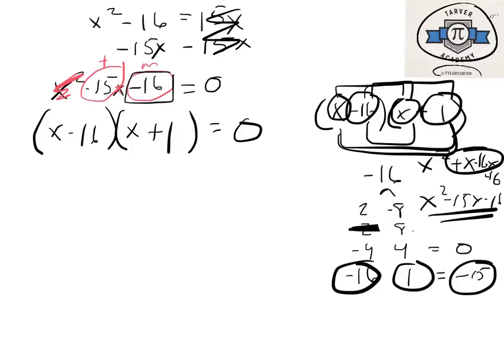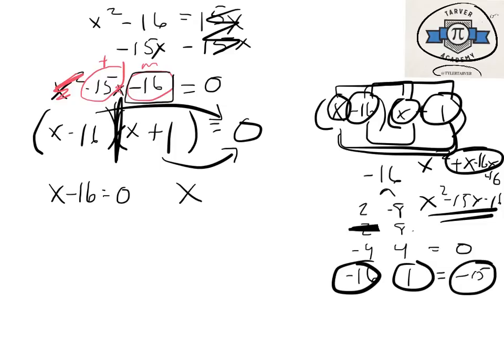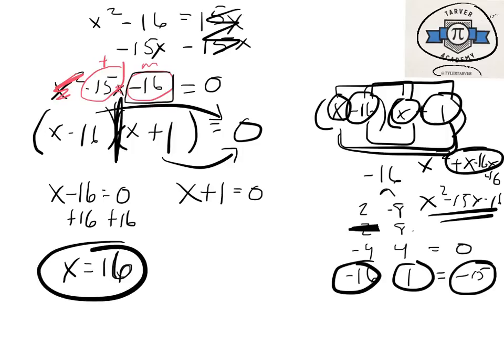We ain't done, because we're trying to find what x can equal. So what you do is split these two right here, and set each of them equal to 0 individually. So x minus 16 equals 0, and x plus 1 equals 0. We get x by itself, we add 16. x can equal 16. And then we subtract 1. x equals negative 1. Those are our two options for what x can equal.